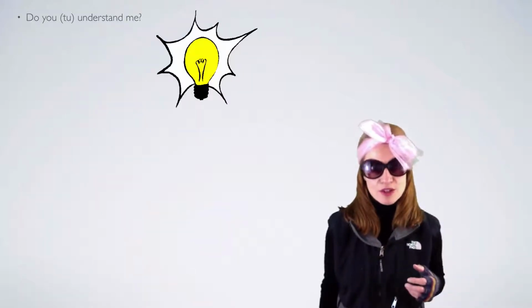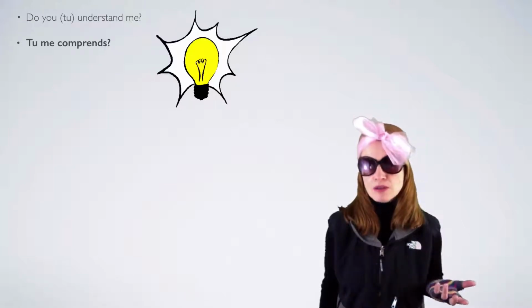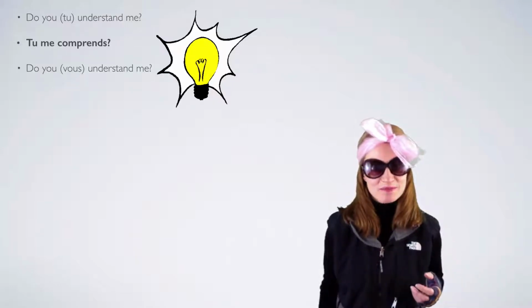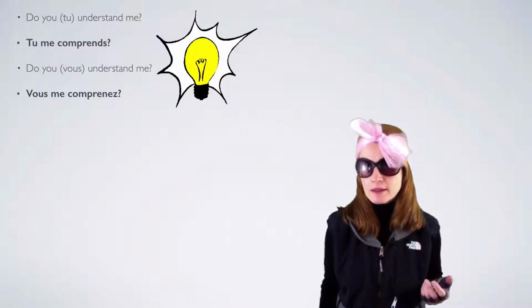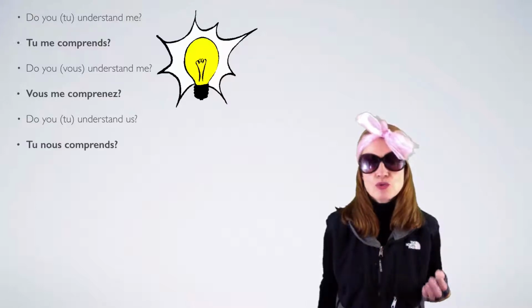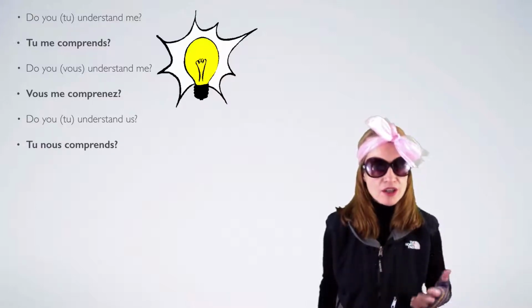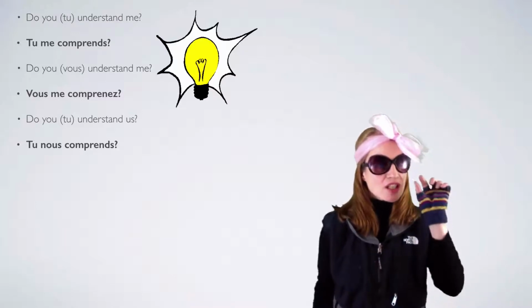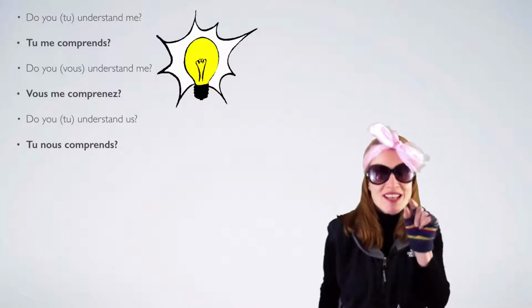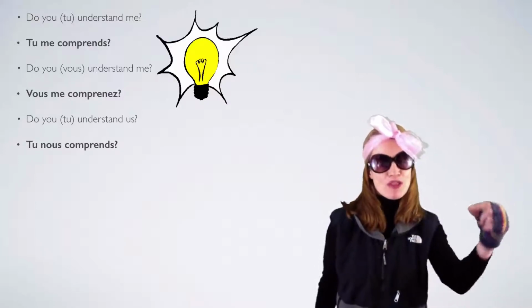Do you understand me using tu? Tu me comprends? Do you understand me addressing vous? Vous me comprenez? Do you understand us addressing tu? Tu nous comprends? Okay, us, we, nous and vous never change. Some people, as I said before, will then start to try and conjugate the verb with nous, but nous is the direct object. You've got to conjugate the verb with the subject, which is tu.